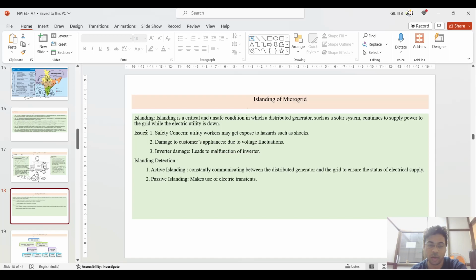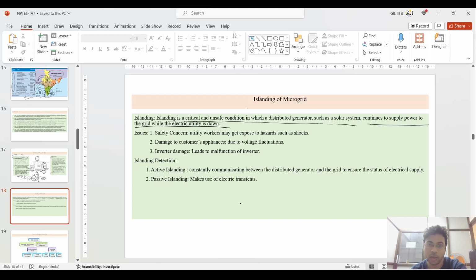So coming to this islanding of the microgrid, which I have already explained to you in the 5th tutorial, I am explaining here also that islanding is a critical and unsafe condition in which the distributed generator, such as the solar system, continues to supply power to the grid while the electricity from the utility is down.